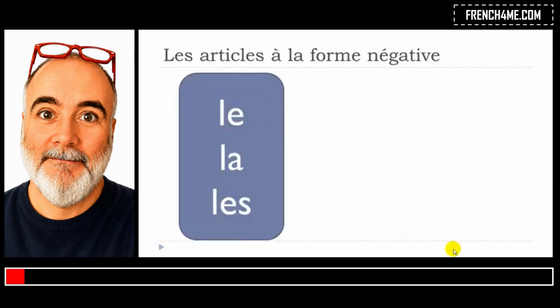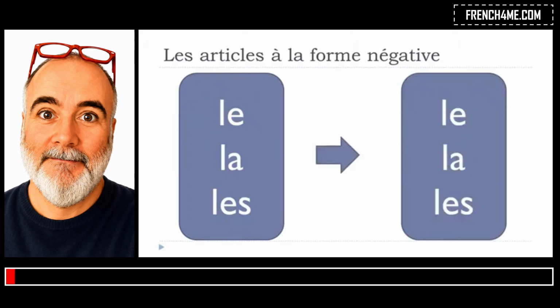Alright, so the rule is quite simple. If you've got in your structures le, la, or les, and you want to have this structure in the negative form, then they will stay exactly the same. They won't change. Alright? And that's it.